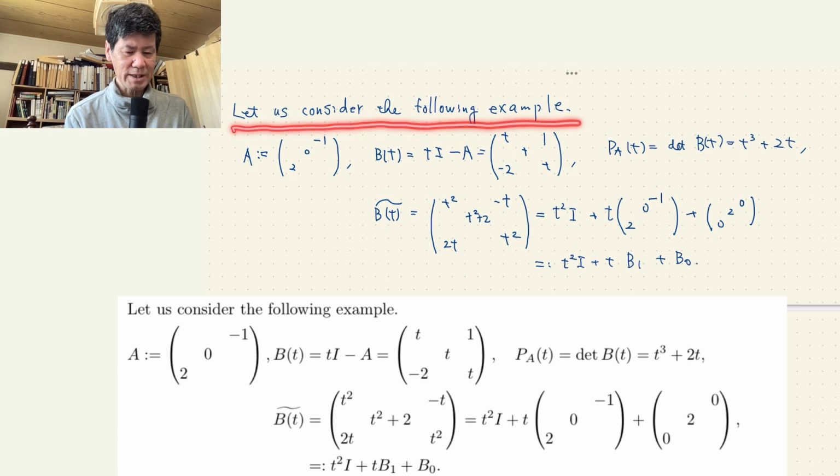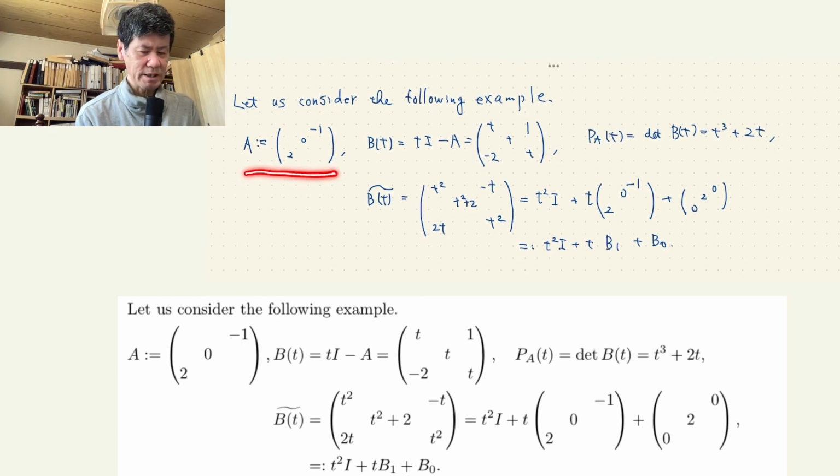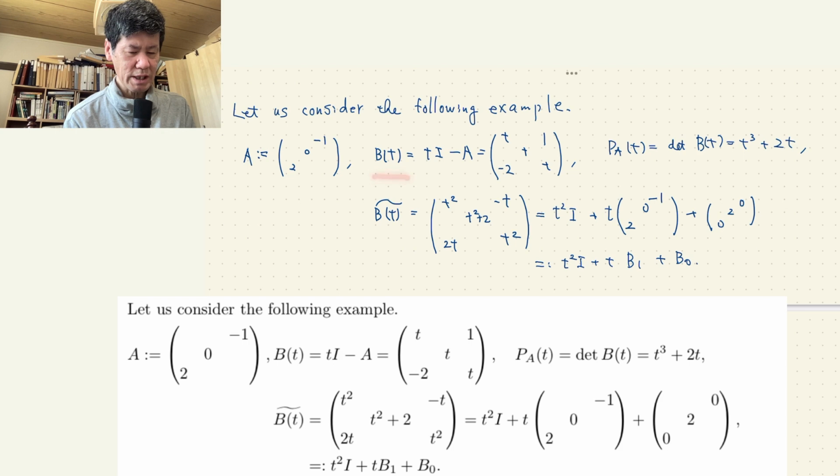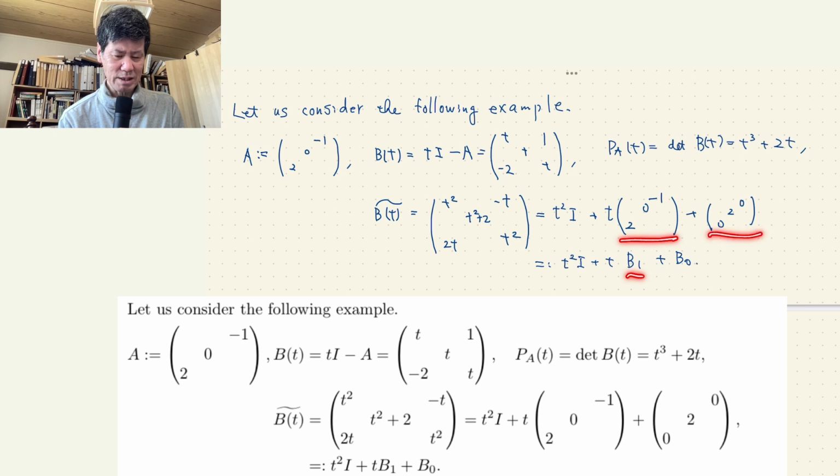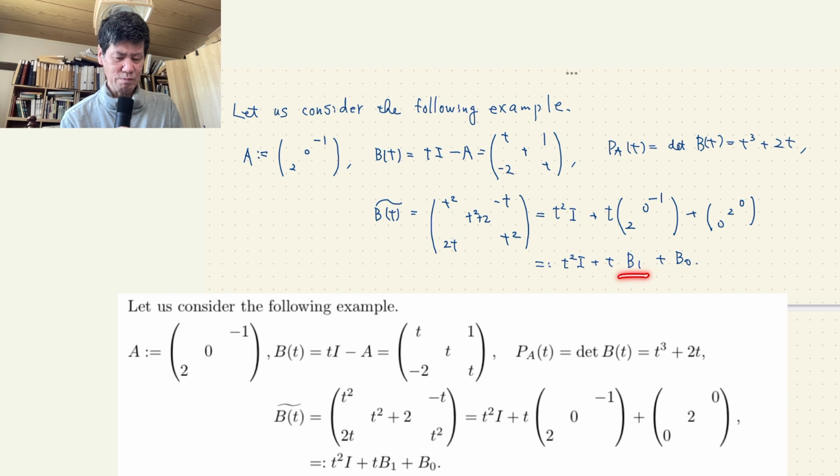Let us consider the following example. Let A be this matrix. Then B of t equals tI minus A, which equals this matrix. And the characteristic polynomial of A is equal to the determinant of B of t, which is t cubed plus 2 times t. And the adjugate matrix B tilde of t is equal to this matrix. And this is equal to t squared times I plus t times this matrix plus this matrix. Denoting this matrix B1 and this matrix B0, B tilde of t is equal to t squared times I plus t times B1 plus B0.